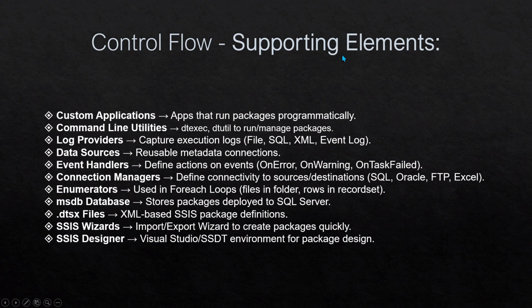Control flow has these supporting elements also. Custom applications are apps that run packages programmatically. Command line utilities, as we said, help to manage packages from the command line. Log providers capture execution logs. Data sources are the reusable metadata connections. Event handlers define actions on events, for example on error. Connection managers define connectivity to sources and destinations. Enumerators are used in foreach loops.